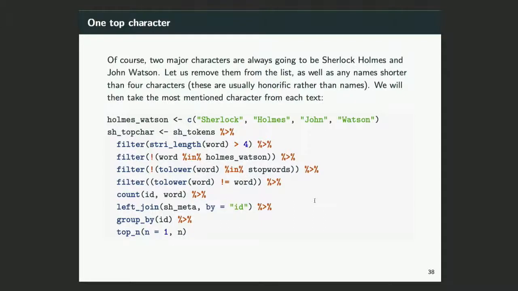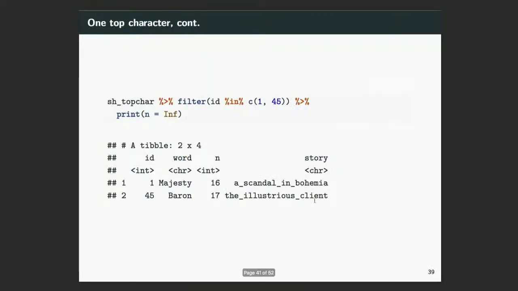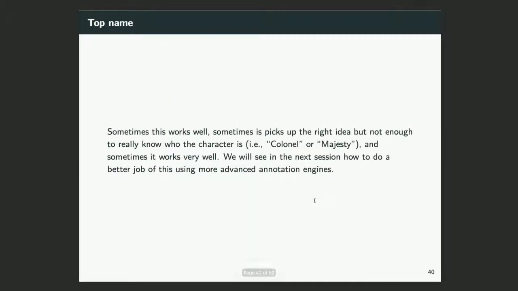And then we again throw out stop words, and we just find the proper nouns. And then I find the most mentioned proper noun that was not Watson or Holmes. So we can redo this, and we see here in the Scandal in Bohemia, it was Majesty, and in the Illustrious Client, it was Baron. So when we have that top name there, it works generally pretty well.